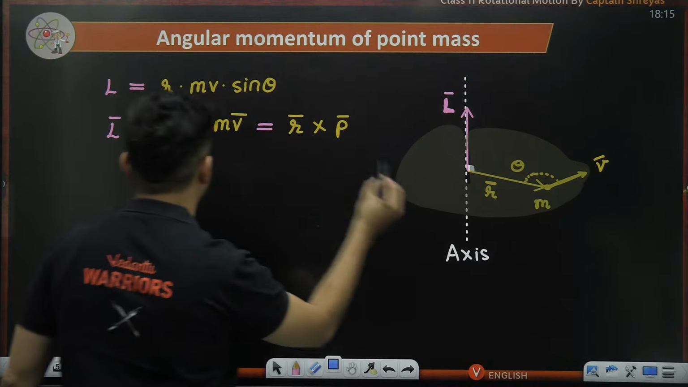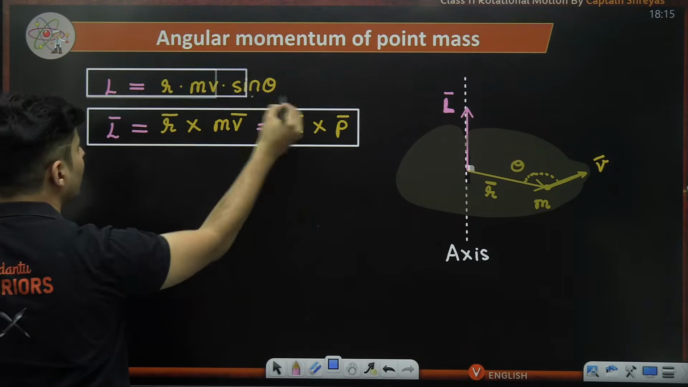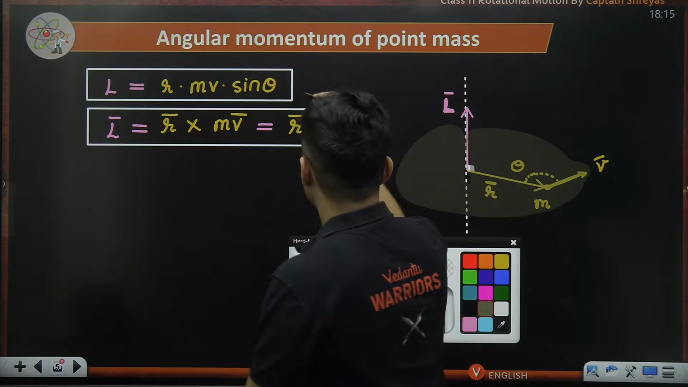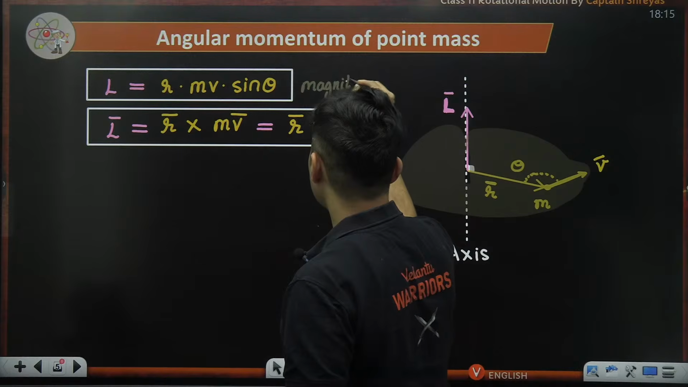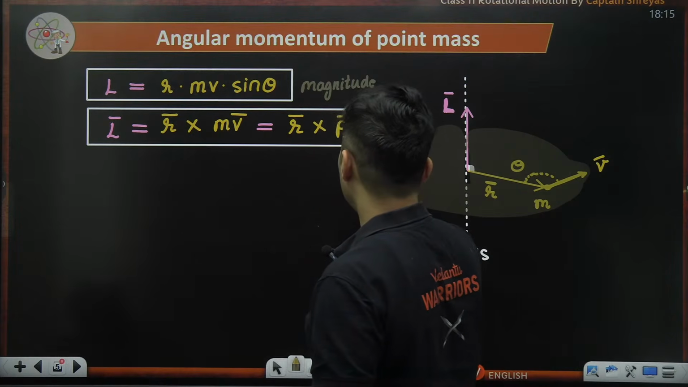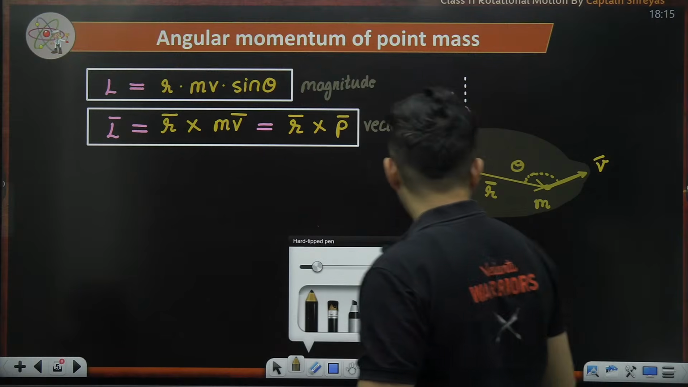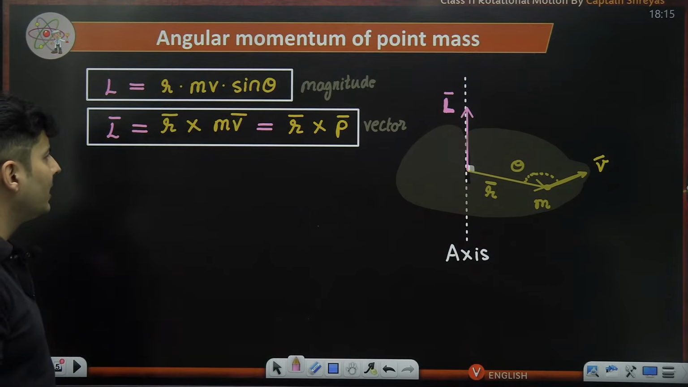So it's time that we block this. So this is the formula for angular momentum vector quantity. This is the magnitude part of it. So this is nothing but your magnitude. This is nothing but in vector form. If you ask me what is the SI unit, what is the dimension and all of that, it's not that big a deal.